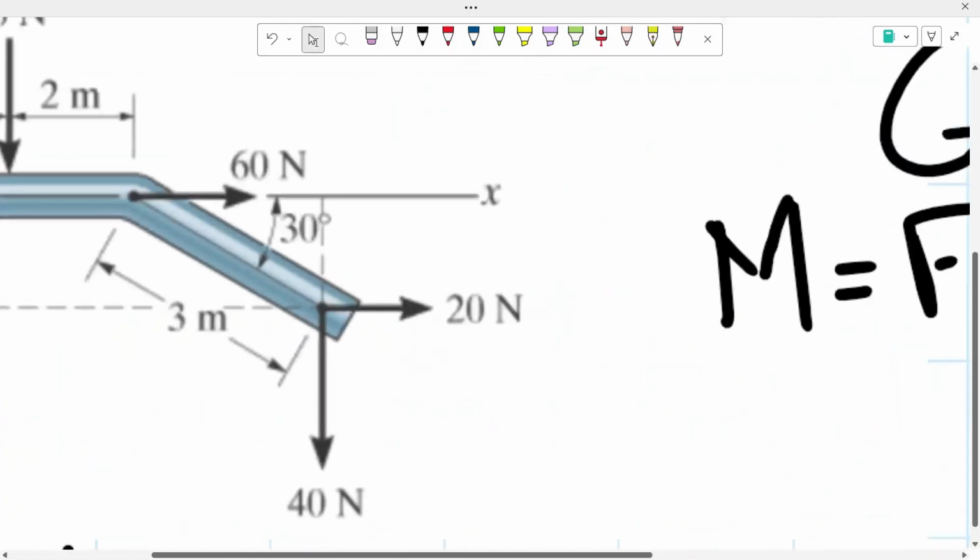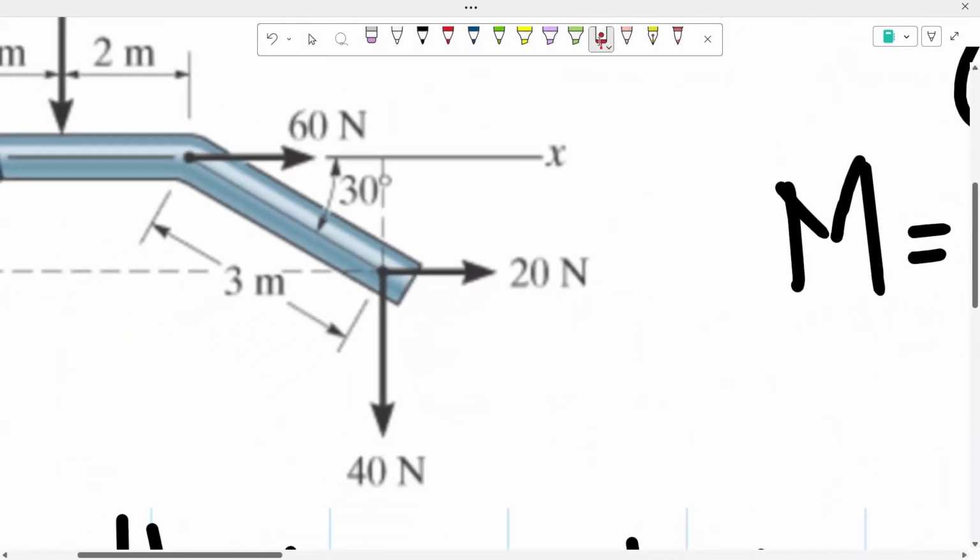Now we're going to proceed to our 20 newtons. And since this is once again a horizontal force, we're going to shift that so it could lie right on the x-axis.